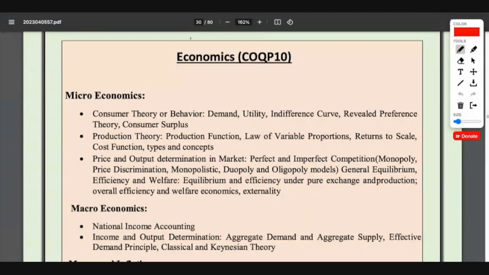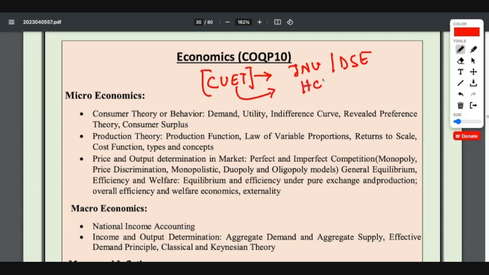So this is your syllabus for CUET. Okay. And some of the major universities that will be covered under CUET: JNU, Delhi University or Delhi School of Economics. Then we have HCU, we have let's say DTU, Delhi Technological University. Then we have many central universities, state level central universities.